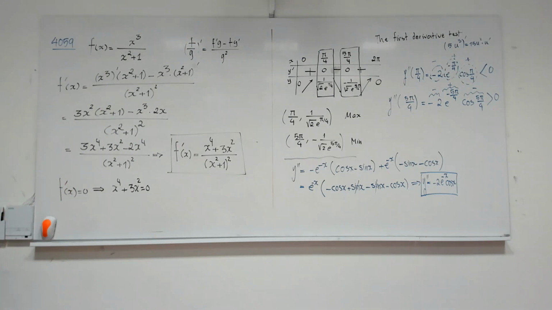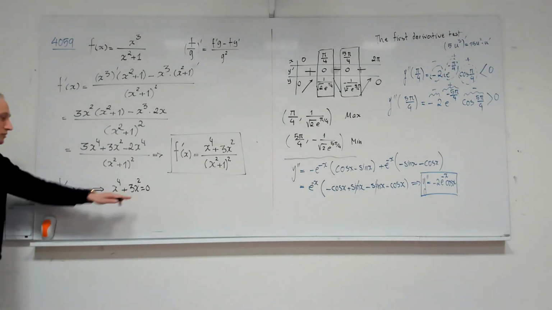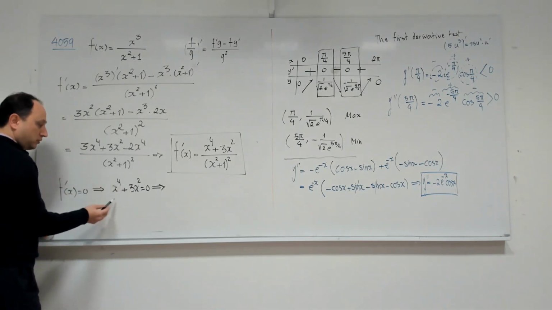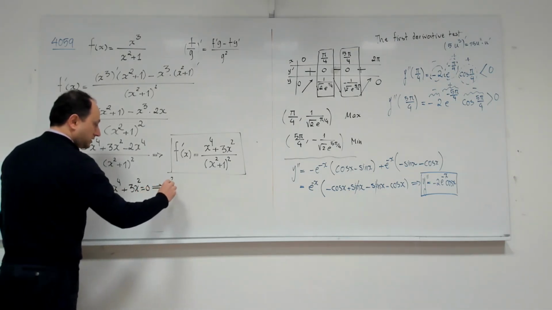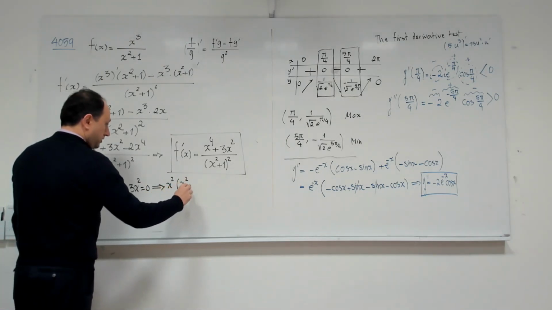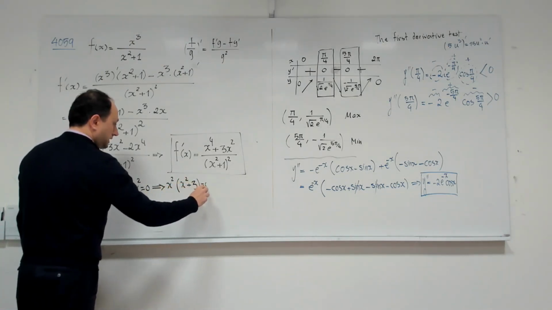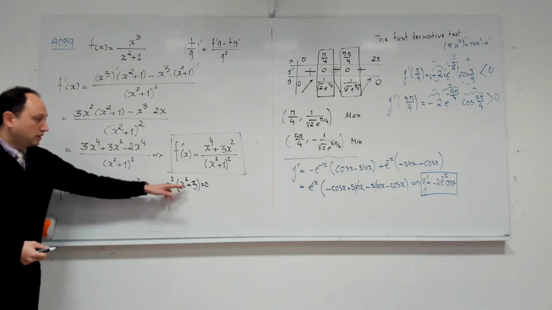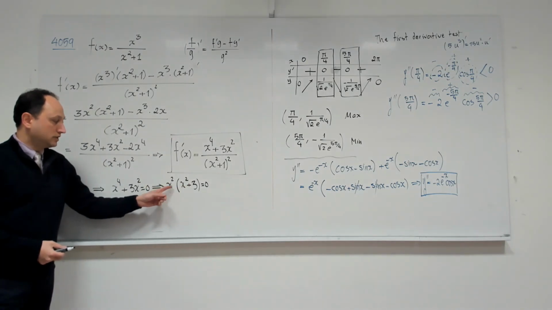And then you need to know how to solve this, but this is very simple. Even though it is a 4th degree equation, you can simply factor x squared out. So this becomes x squared plus 3 equals 0. But so you have only one candidate.